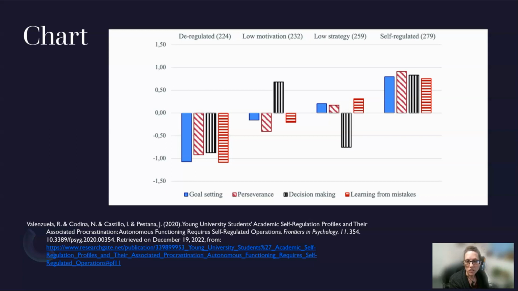This chart comes from a recent study in 2020 revealing that deregulated adults score low in areas of goal setting, perseverance, decision-making, and learning from mistakes, while those who scored high scored above average in the same areas.